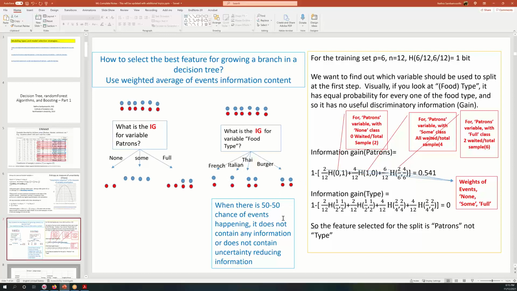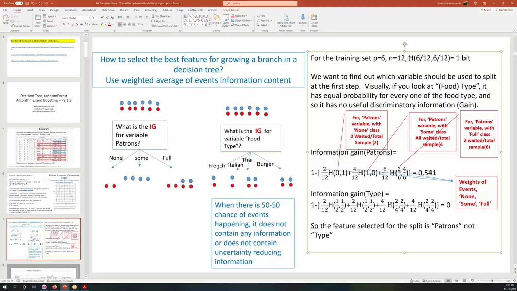When there is a 50-50 chance of events happening, it doesn't contain any uncertainty-reducing information. So for the training set, P is equal to 6, N is equal to 12. P means the number of cases which did wait.